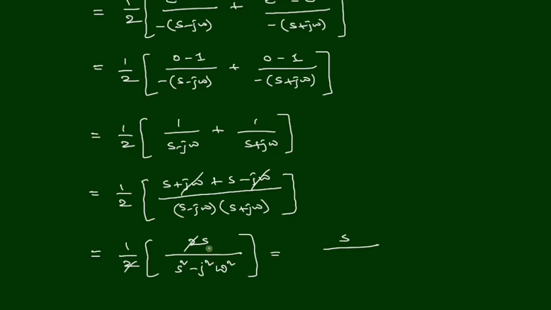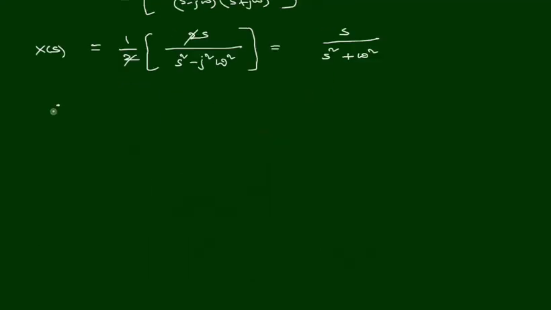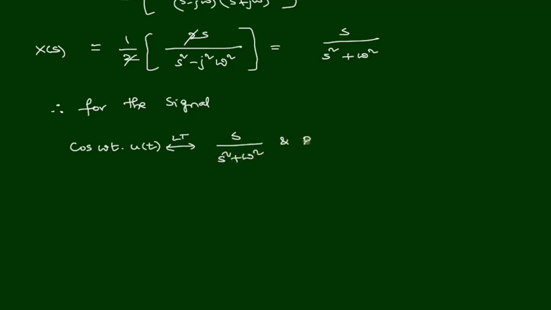So 2 in the numerator and denominator become cancelled. Then the expression becomes s by s square. The j square value is minus 1, so minus of minus gives plus ω square. So this is X(s). Therefore, for the signal cos ωt multiplied with u(t), the Laplace transform is s by s square plus ω square, and the ROC is Re(s) greater than 0.